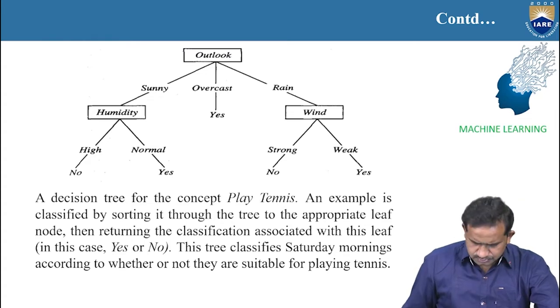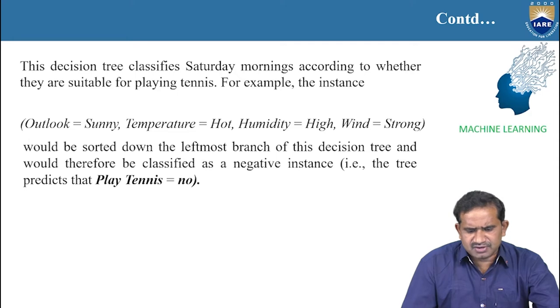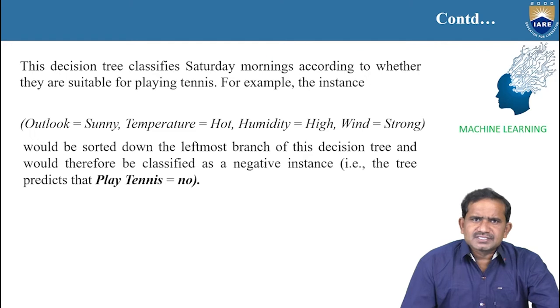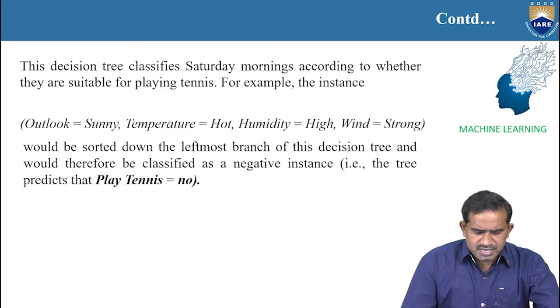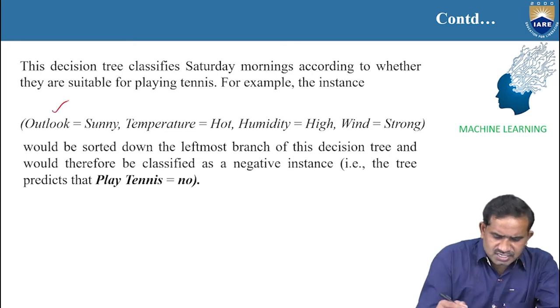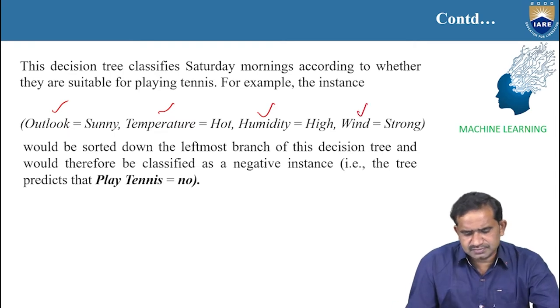Right. This decision tree classifies Saturday morning according to the weather conditions, whether they are suitable for playing a tennis game or not. For example, some instances are there: outlook is sunny, temperature is hot, humidity is high, and wind is strong. Outlook is one attribute, temperature is another, humidity is another, and wind is another.